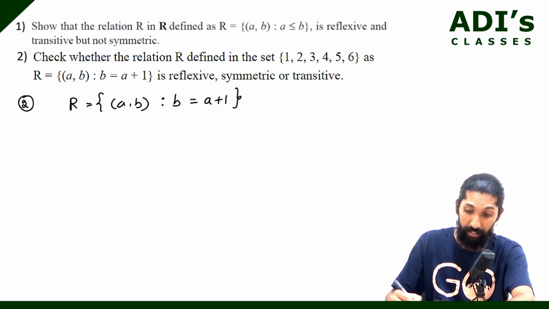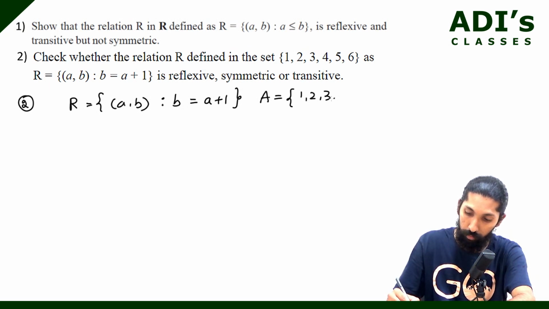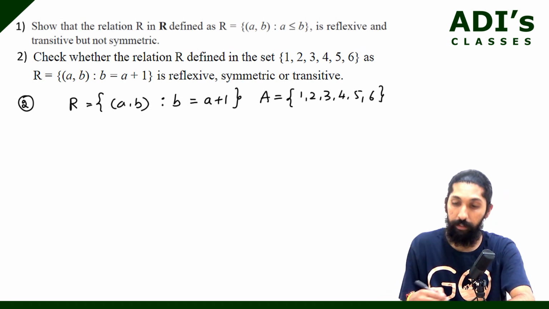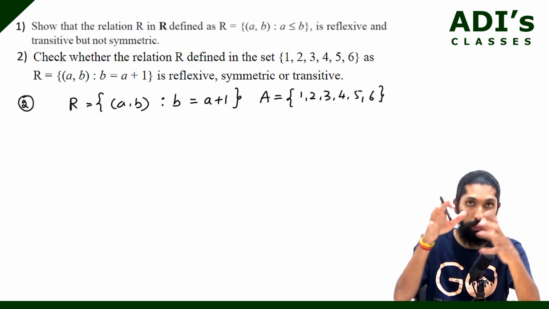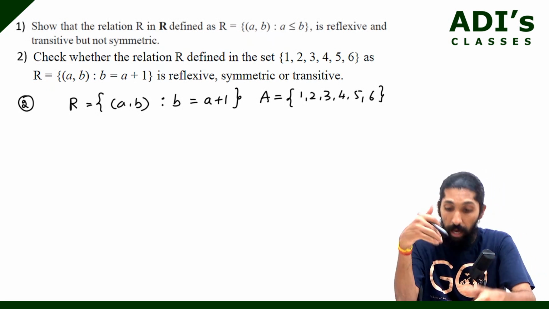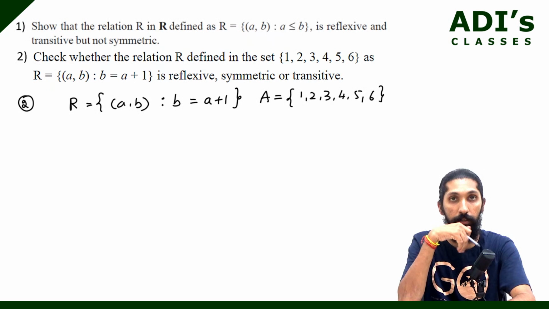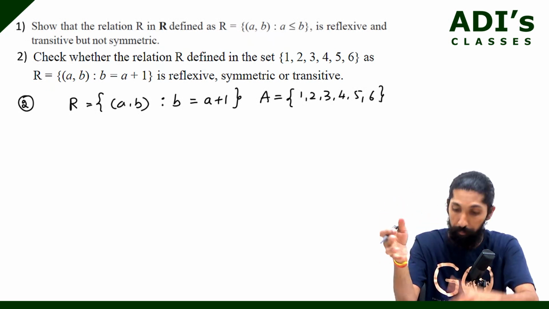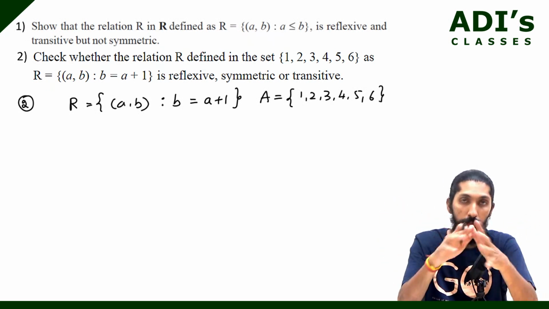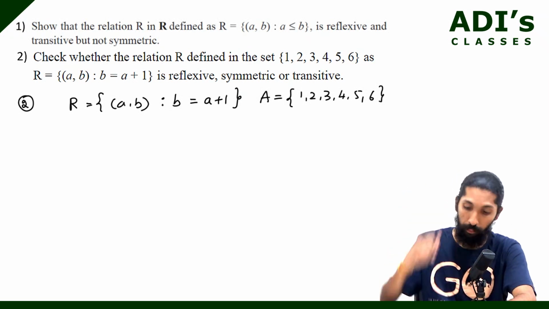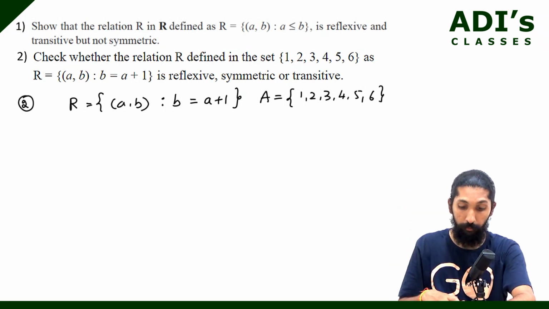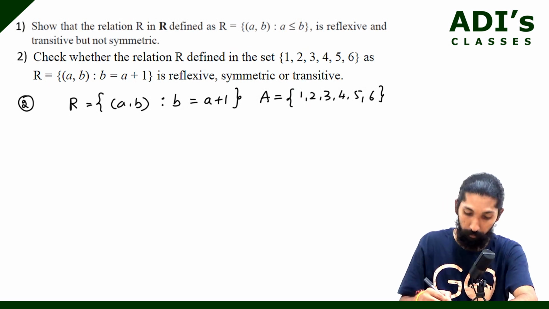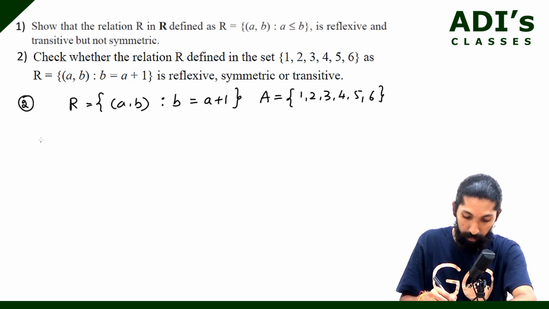Now my set is what? We can say the set is A, which is {1, 2, 3, 4, 5, 6}. This is the set, correct? Now whatever values we are going to get have to be within this particular set, correct? This is what we mean by being reflexive, symmetric, transitive, whatever, based on A. So now what do we have? We have (a, b). So first we'll start with reflexive.